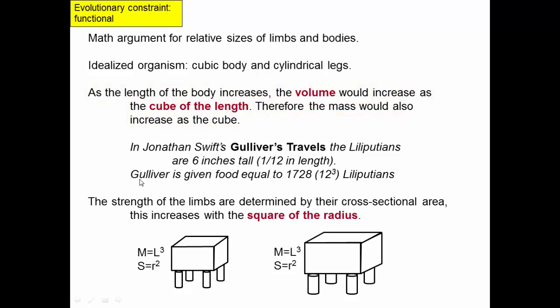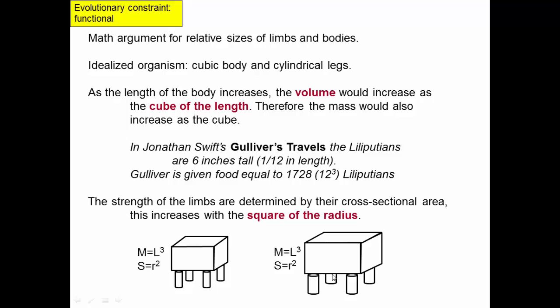And this idea is not a brand new one. It goes all the way back to Jonathan Swift when he wrote Gulliver's Travels. In the book, the Lilliputians are 6 inches tall, so the king actually is given 12 cubed food rations, right? Because he is about 12 times taller, so he's given 12 times 12 times 12 times as much food. The mass of the body increases as the cube of the length.